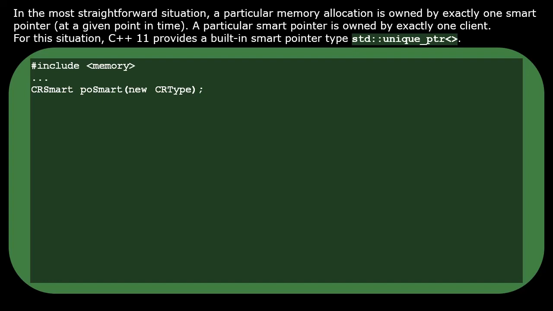We don't need to program our own CR Smart class for implementing smart pointer behavior because the C++ language has already done that for us. Of course, the language programmed it in a generic way using templates so that we could own any kind of object, not only just these CR types.